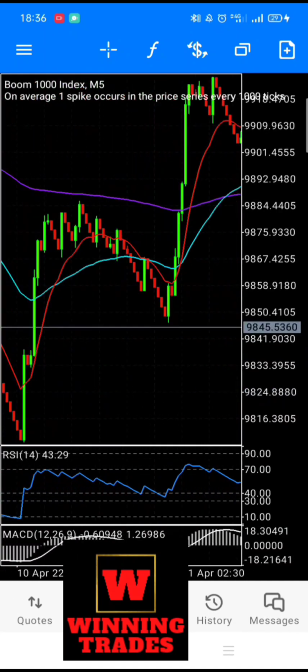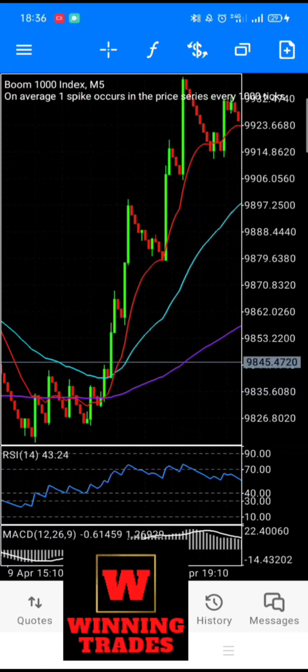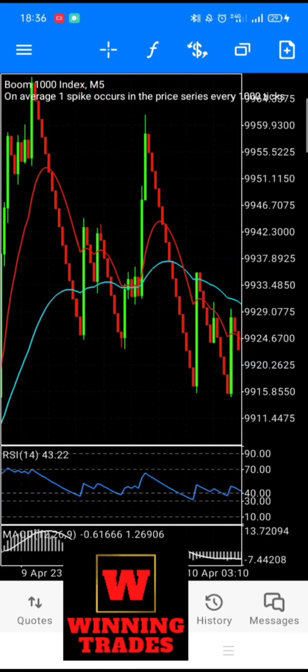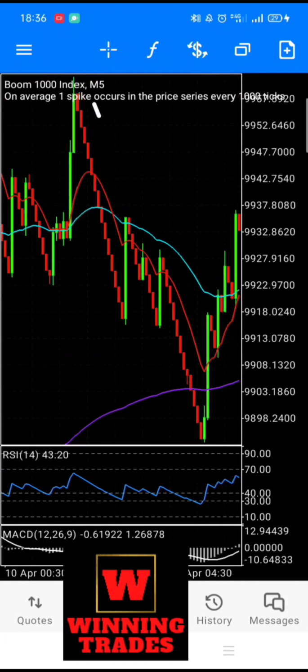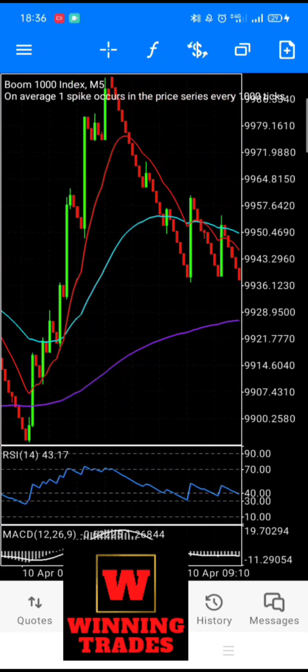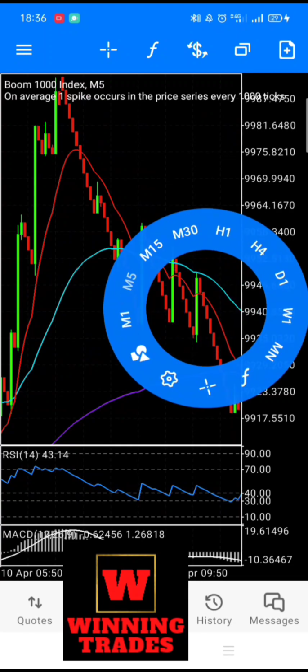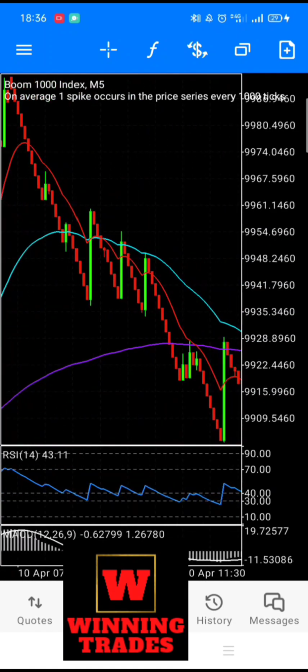Okay, if you go back all the way, you see that when the 50 EMA was above the 200 EMA, what happened? When it spiked, it sold all the way to the 200 EMA. So just like that, it sold all the way to the 200 EMA. Are you seeing that? So that's what I'm talking about.